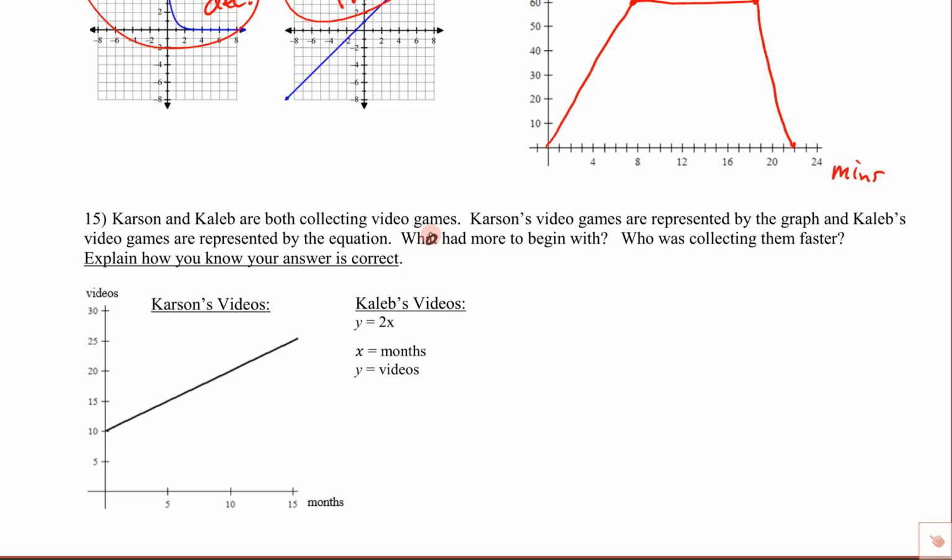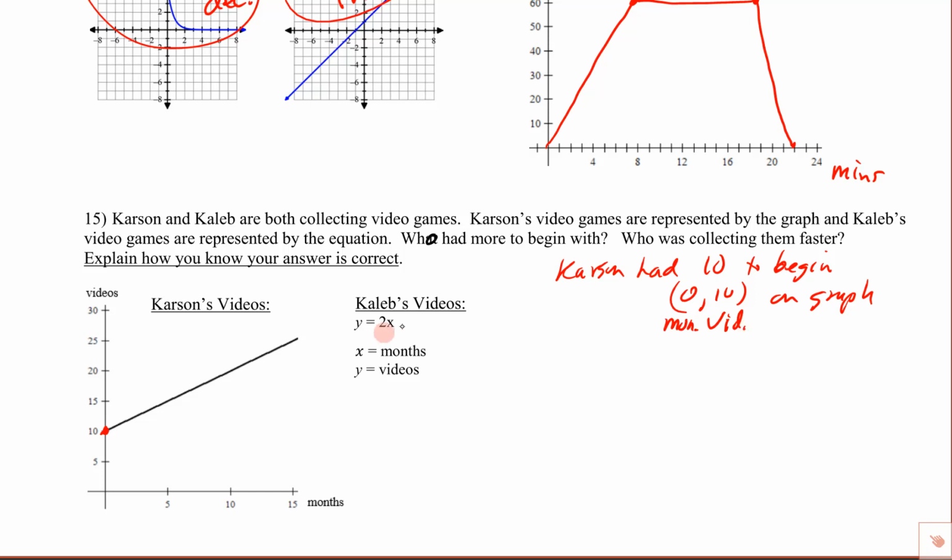Okay, so let's take a look here. Who had more to begin with? Well, if we take a look at Carson, Carson had 10 to begin with. So I'm going to say Carson had 10 to begin. Okay, and the reason we know that is that's the point 0, 10. So I'm going to put 0, 10 on graph. And this is months, and this is video games. Okay.